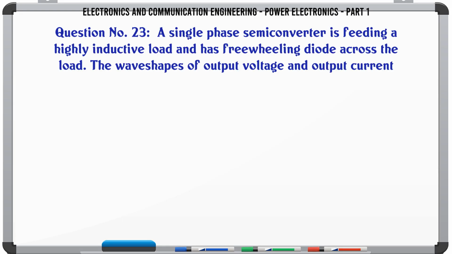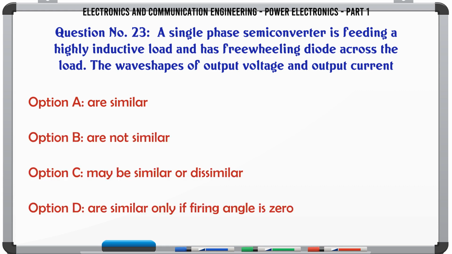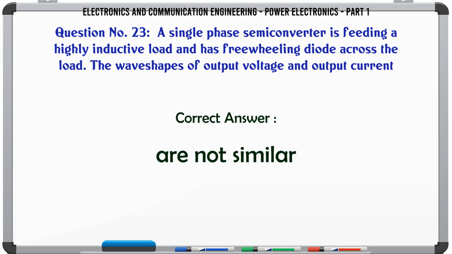A single-phase semiconverter is feeding a highly inductive load and has freewheeling diode across the load. The waveshapes of output voltage and output current A are similar, B are not similar, C may be similar or dissimilar, D are similar only if firing angle is 0. The correct answer is are not similar.